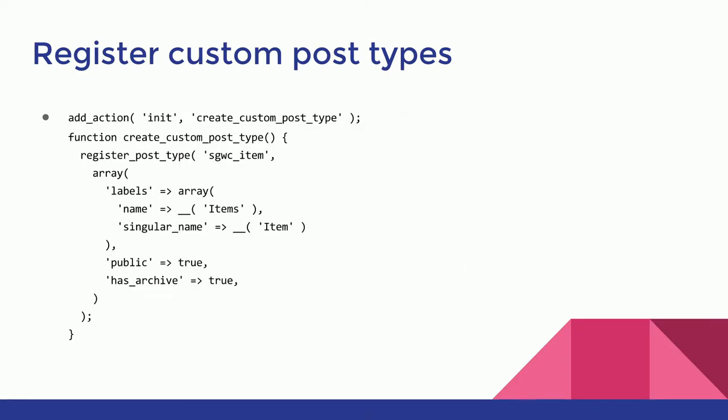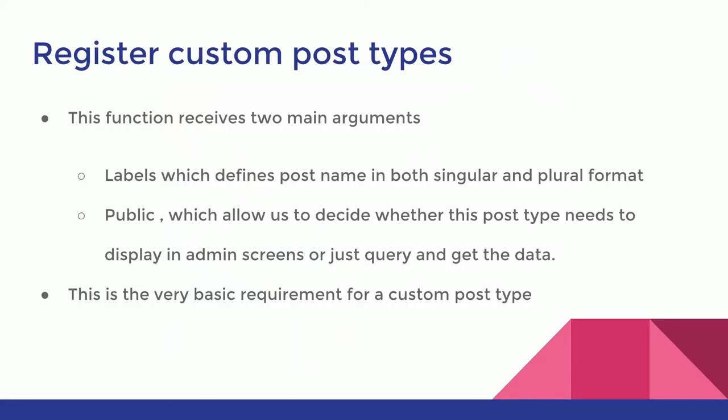The first one is label, which defines our custom post type name in singular and plural form. And we need to define whether it's public or not. If it is public, you can see the custom post type in your admin panel. Public is a Boolean, true or false. If you set it to false, it will not display in the admin. For example, revisions are not displayed in the admin menu, but you can still get the data. For example, if you want to create some auto-generated post type, you can set public to false.